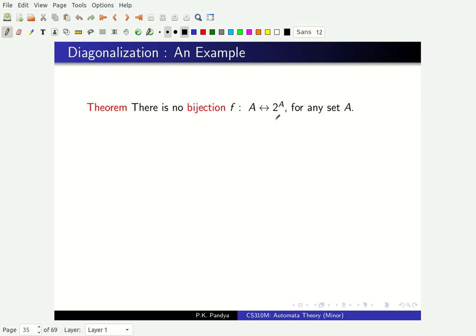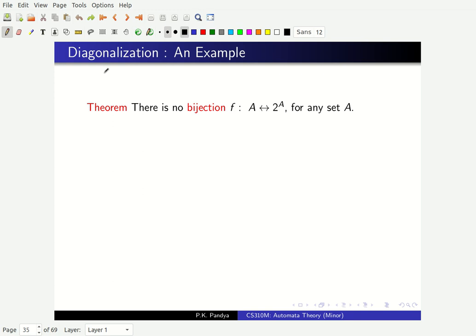So here we are saying that suppose you are given some set A. 2 to the A represents the power set of A, the set of all subsets of A, including the empty set, including the full set A, and all the other subsets. So the collection of all the subsets of A is called the power set of A, which is denoted by this. Okay, and what this theorem says is there cannot be a bijection from A to the power set of A. What is a bijection? A bijection is a one-to-one and onto mapping.